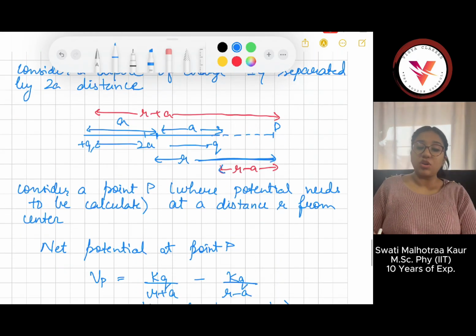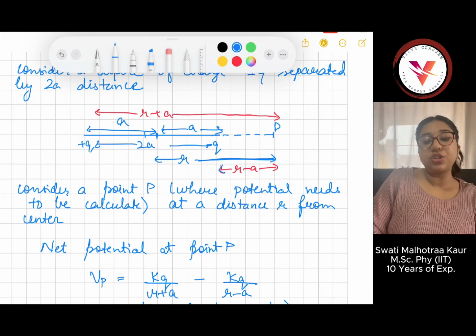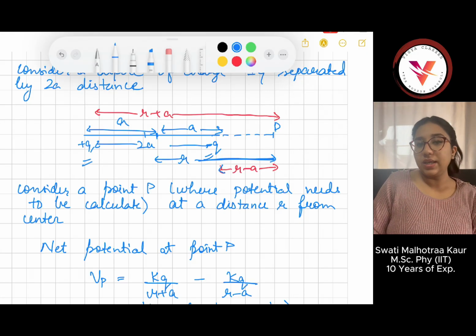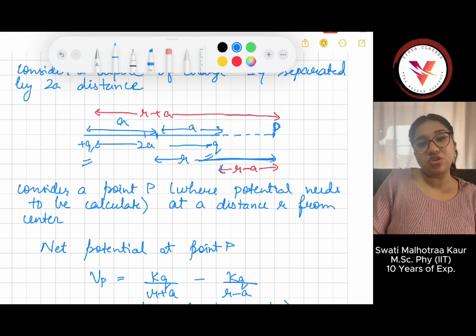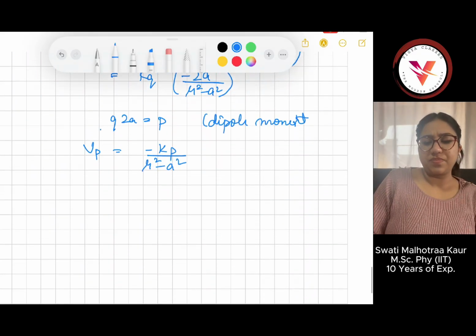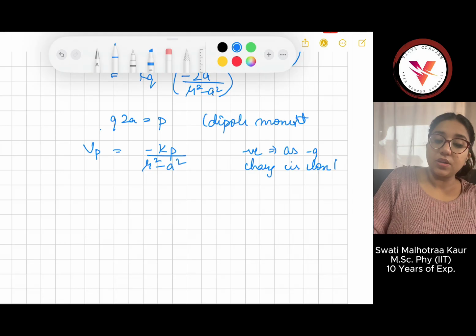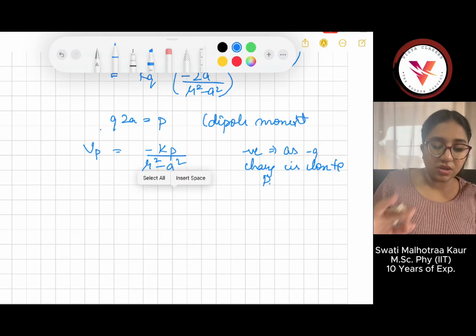Why is there a minus sign? Because we have taken the negative charge to be close to P. So the net potential obviously comes out to be negative. Now if we interchange it, make this positive Q and this minus Q, automatically the potential at P will become positive because the positive charge is more close to P. Okay, so you can write the negative here as the minus Q charge is close to P. It's close to P, so it's a dominant negative charge.